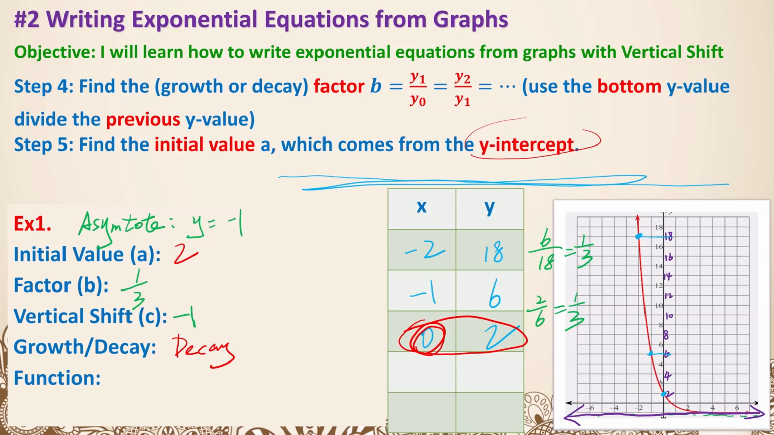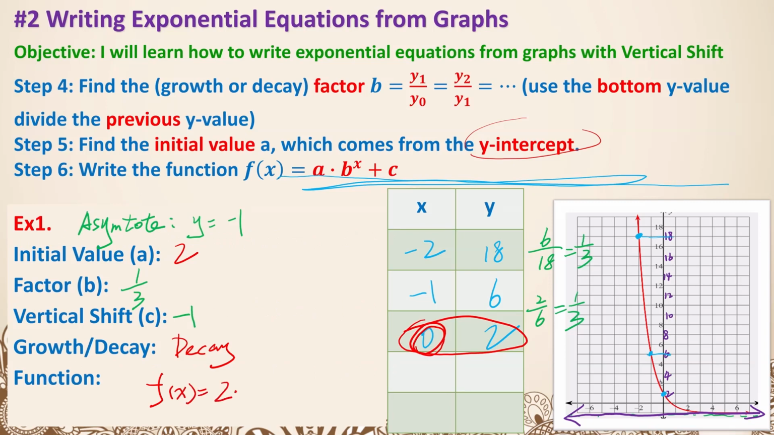And when we write the function, the difference is now we do need to actually put in that c. So the function is f(x) equals 2 times, don't forget the parentheses around the factor, 1/3, to the x power, then don't forget the -1 on the end. So it's a little bit different. We have this extra step that we have to move the xy axis. So that is example 1.